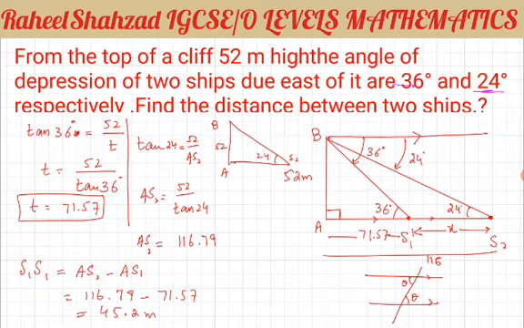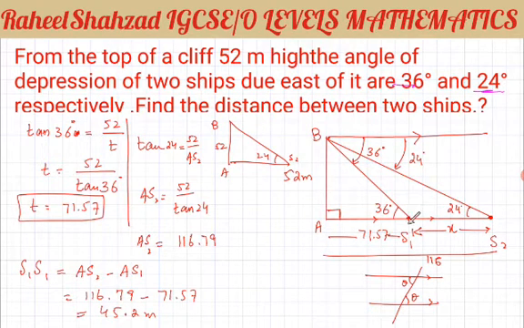Have a look again. It says from the top of a cliff 52 meters high. Suppose this is a cliff that is 52 meters high. The angles of depression of two ships due east. The purpose of saying due east is that both the ships are on the same side. They are 36 degrees and 24 degrees, the angles of depression. We need to find how far apart the two ships are, that's ship 1 and ship 2.